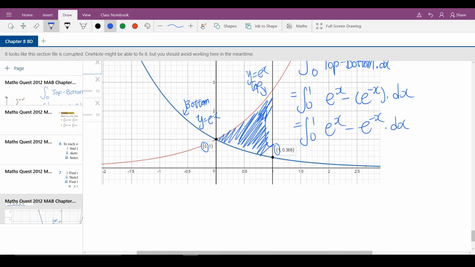Alright, keep going. Now we can integrate. Now we know when you differentiate e^x, you get e^x. So when you integrate e^x, you get e^x. Alright, let's do it the proper way.